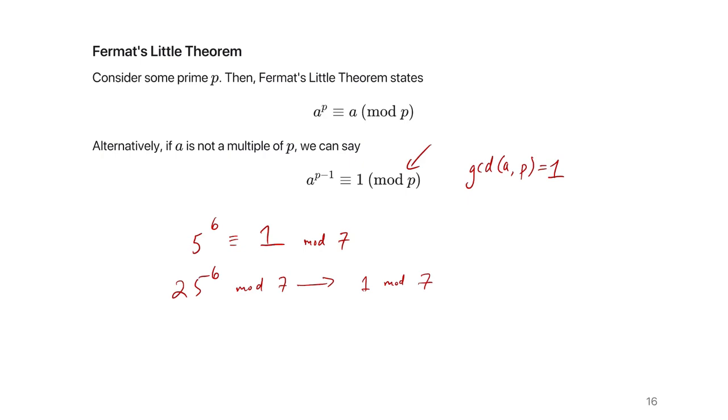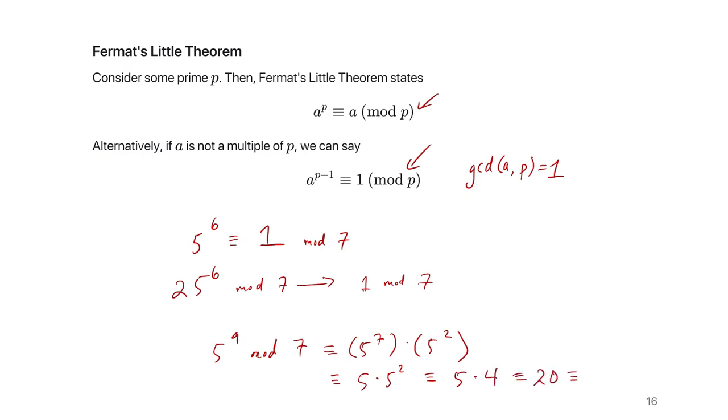Where this can become slightly more useful is, what if I asked you what's 5 to the 9 mod 7? Then I can't directly say that it's equivalent to 1, but I can make some simplifying steps. I can say this is equivalent to 5 to the 7 times 5 squared, correct? Because 9 is just 7 plus 2. And by the first expression of Fermat's little theorem, 5 to the 7 is just equivalent to 5. So this is equivalent to 5 times 5 squared, and then I make my simplifications from there. 5 squared is 25, which is 4 more than a multiple of 7. So I can say this is 5 times 4, which is 20, but that's also 1 less than a multiple of 7.